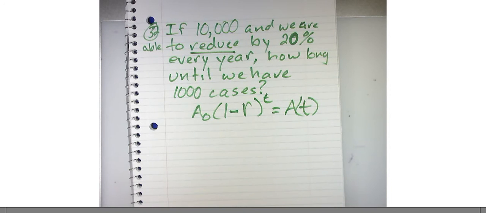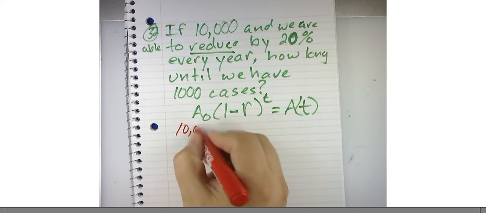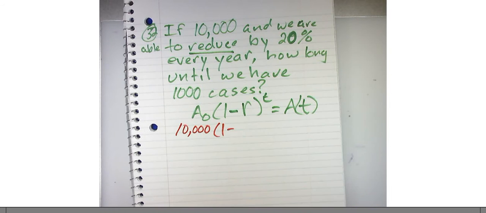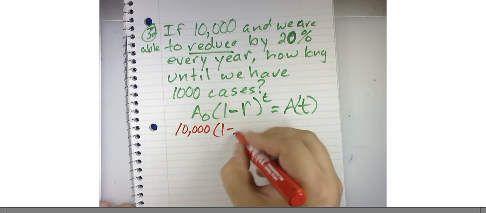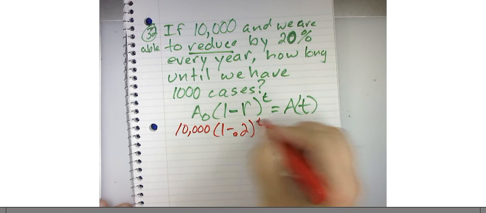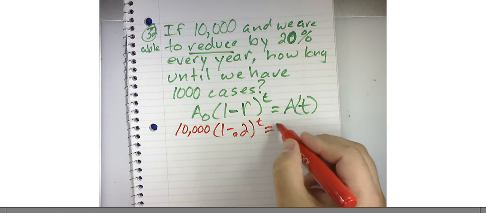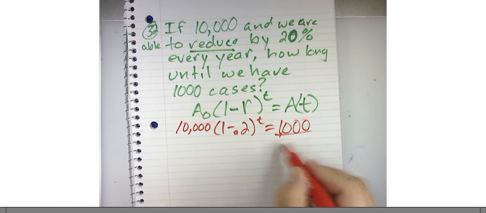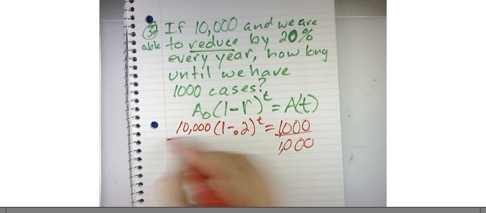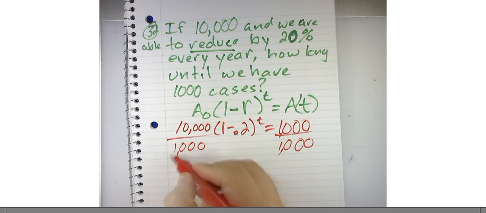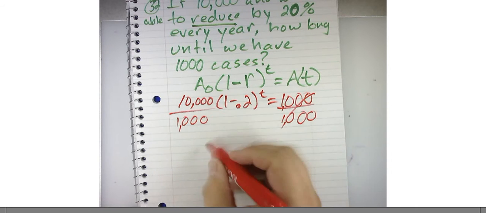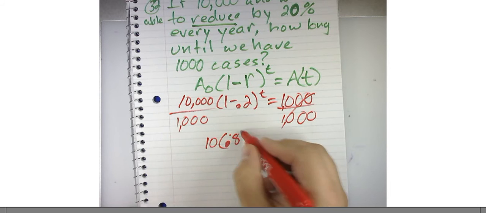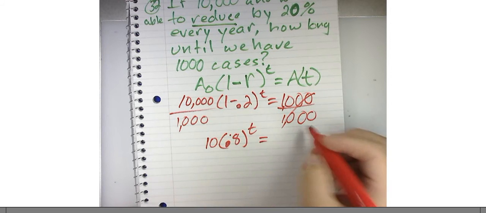Well, the initial condition is 10,000 because that's how many cases we start with. The rate is 20%, but 20% as a decimal is 0.2, so we have 1 minus 0.2, or 0.8, raised to the t, and the final amount we're going to have is 1,000. To clean this up algebraically, I'm going to divide both sides by 1,000, and I get 10 times the quantity 0.8 raised to the t is equal to 1.